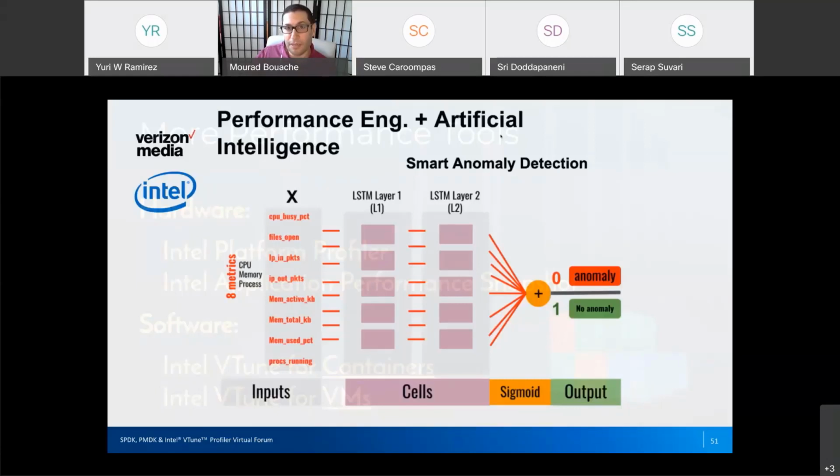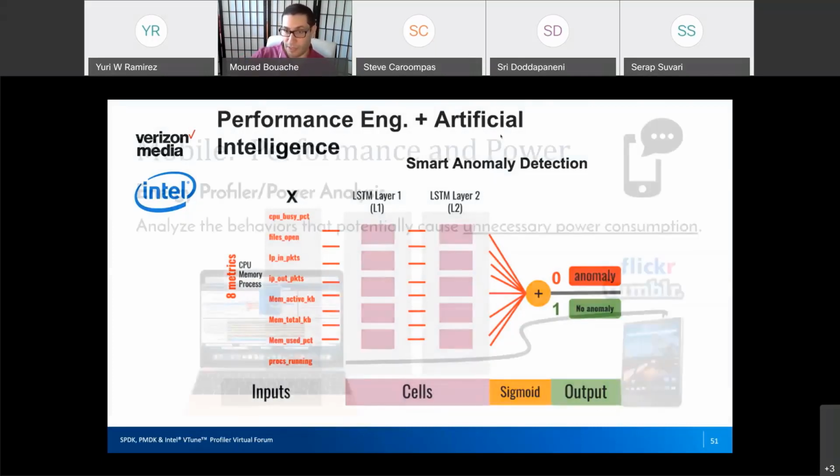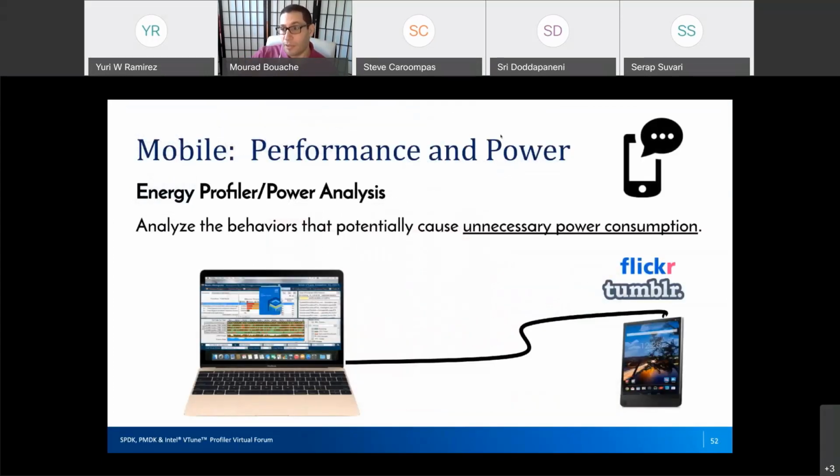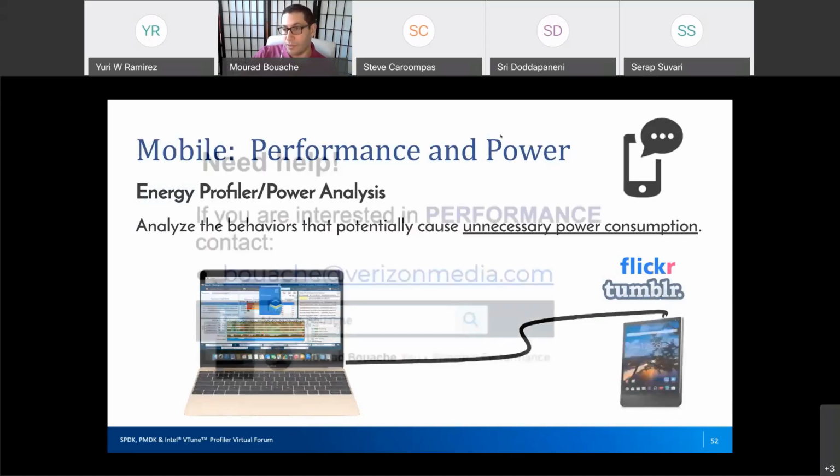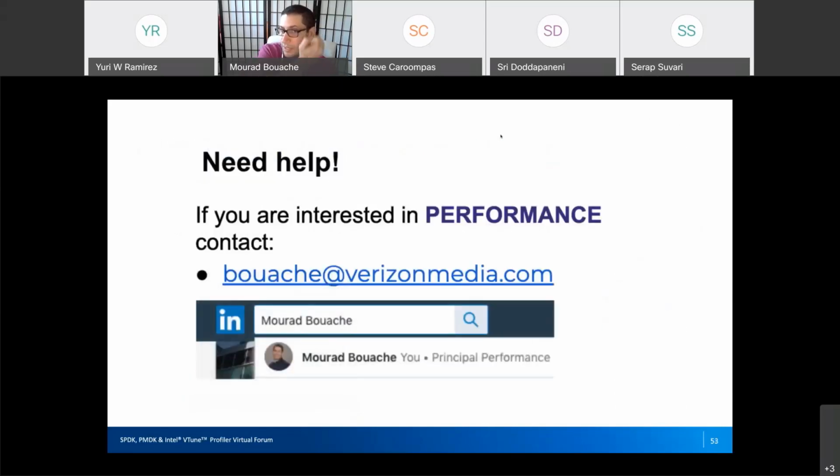And then the combination between performance engineering and artificial intelligence. We had this great project with Intel for smart anomaly detection, where we use an artificial intelligence deep learning platform to get our monitoring data through our data centers. It was actually a very good mix of both worlds to solve the problem. For mobile performance, we also use one of the beautiful tools that Intel is offering, now part of Intel System Studio, for Android applications, which we used in the past at Tumblr and Flickr to check the energy, power, and performance.